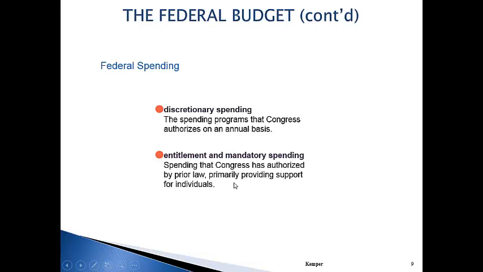Entitlement and mandatory spending, that's spending that Congress has authorized by prior law. This is the support for individuals. Those are transfer payments. Transfer payment essentially is a payment that you don't pay in, but you get. I also like to call those double negatives because you're getting a benefit, but you're not paying into the whole gross revenue or taxes.